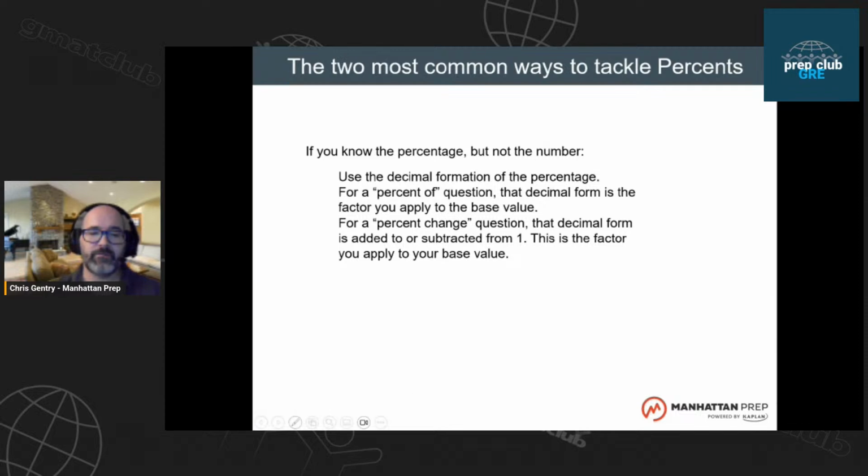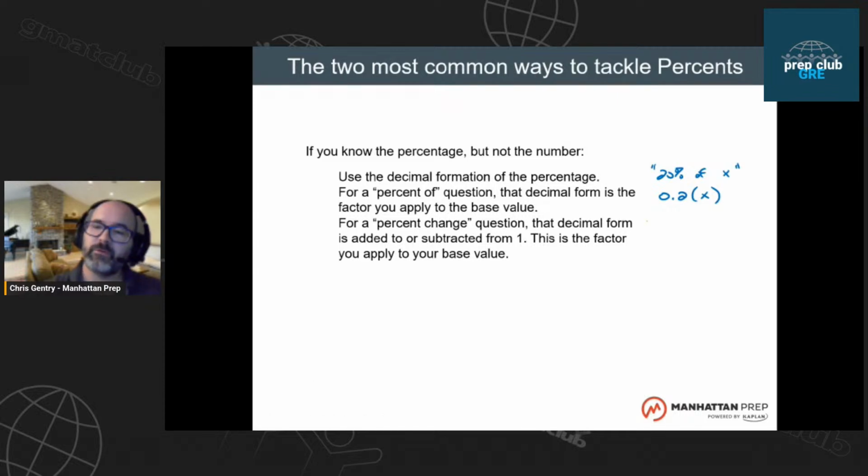So here, if I have 20% of x, I can just take that decimal form of 20%, 0.2, and then apply that directly to x. 4% change.